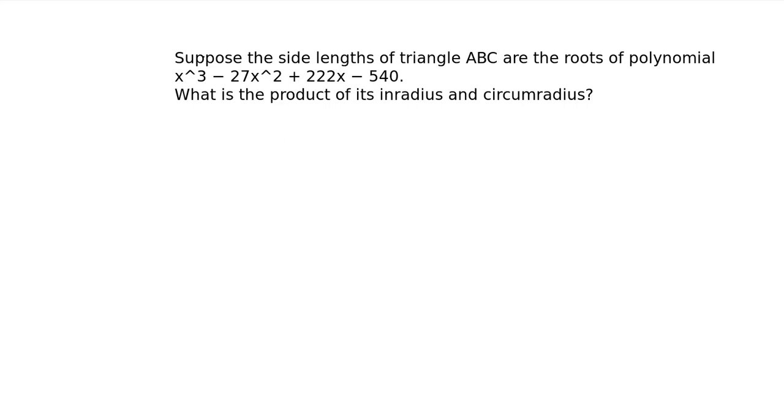Hello everybody. In this video we are going to be looking at problem number 5 from the 2017 Berkeley Math Tournament, the geometry round. So we have a polynomial whose roots are the side lengths of a triangle ABC, and we wish to compute the inradius times the circumradius.